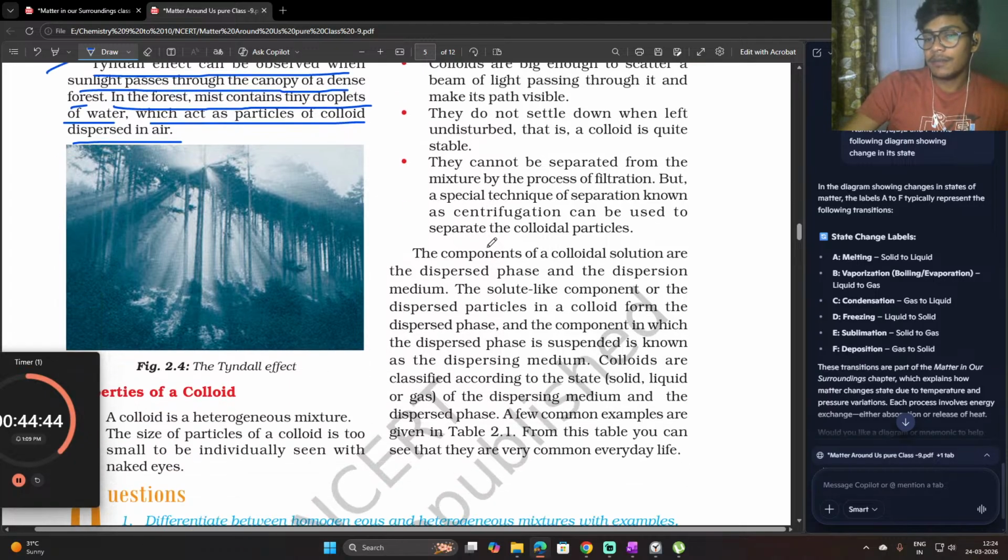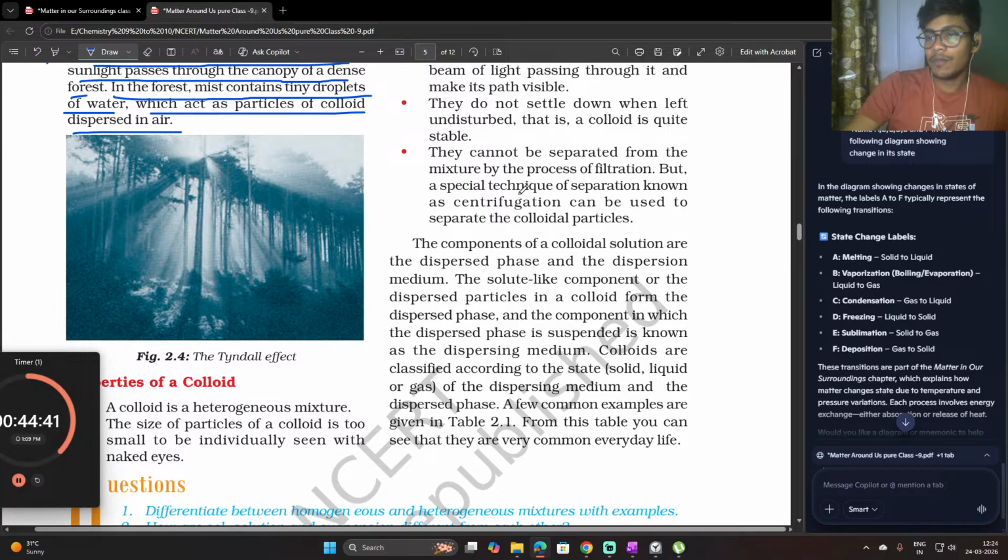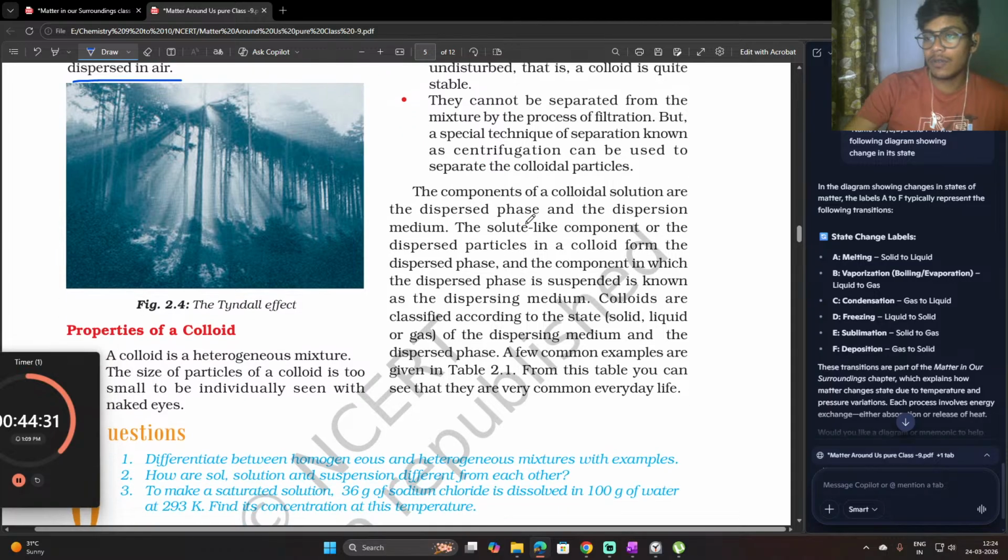They cannot be separated from the mixture by the process of filtration, but a special technique of separation known as centrifugation can be used to separate the colloidal particles. The components of a colloidal solution are the dispersed phase and the dispersion medium. The solute-like component or the dispersed particles in a colloid form the dispersed phase, and the component in which the dispersed phase is suspended is known as the dispersing medium.